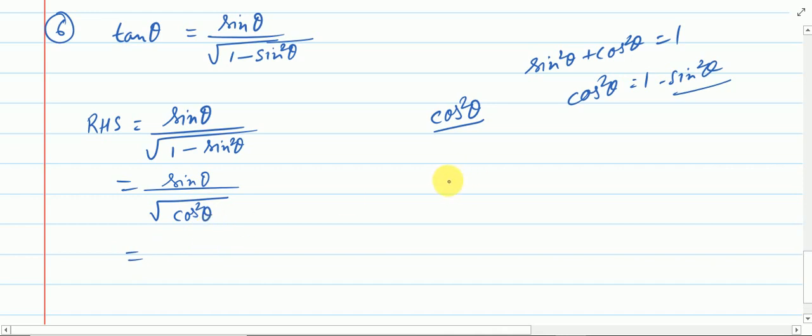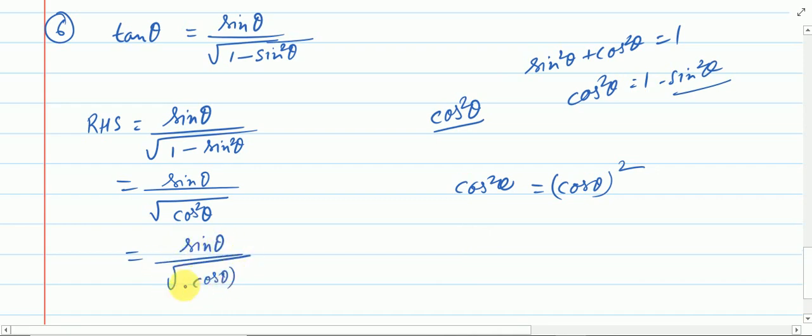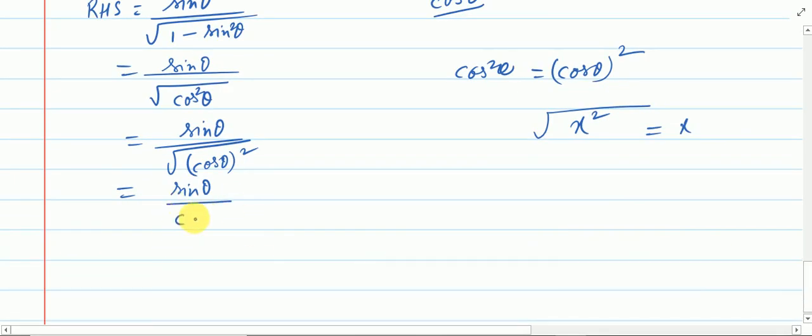Now, as I had told you earlier, when I'm writing cos square theta, it means cos theta whole square. Yes or no? So I can write sine theta upon under root cos theta whole square. And you know that when we have under root, from each pair we take out 1. When I write the square root of x square, then simply you get x. So here you get sine theta, and down you get cos theta.